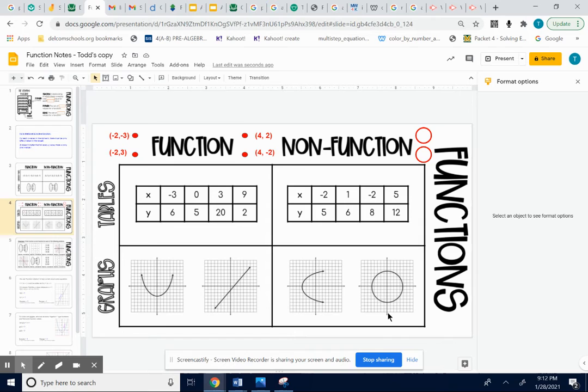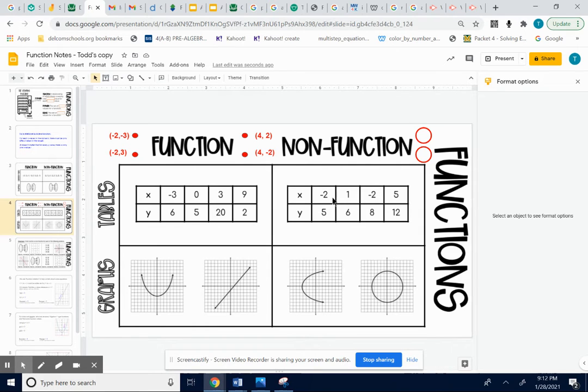So if we're looking at a table, it's pretty much like looking at a set of points or a set of ordered pairs. In this first example, the x value of -3 is paired with one y. The x value of 0 is paired with one y value. The x value of 3 is paired with only one y value. The x value of 9 is paired with only one y value. So that's good. That's a function.